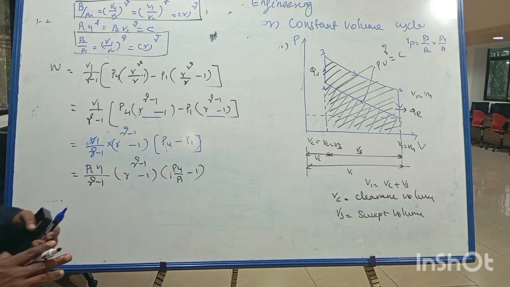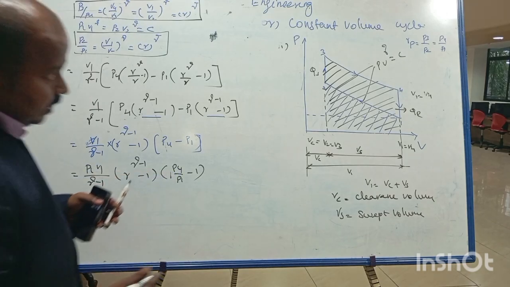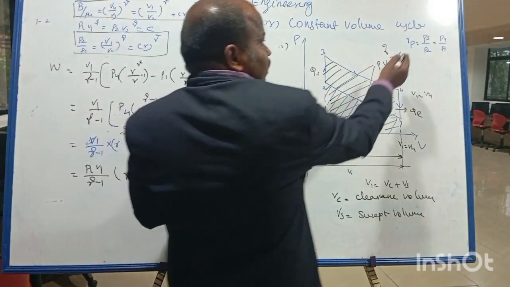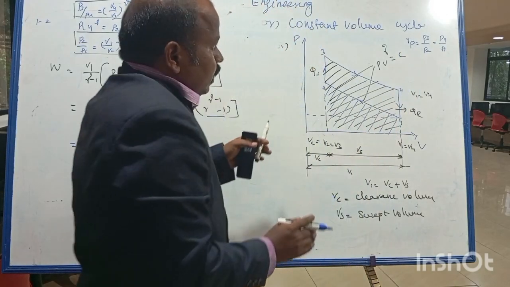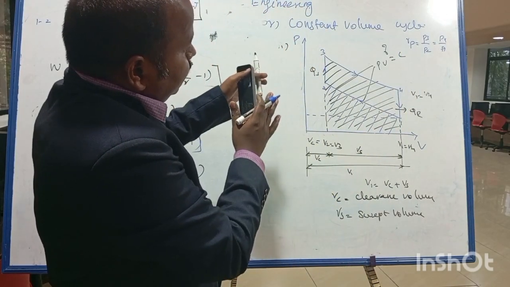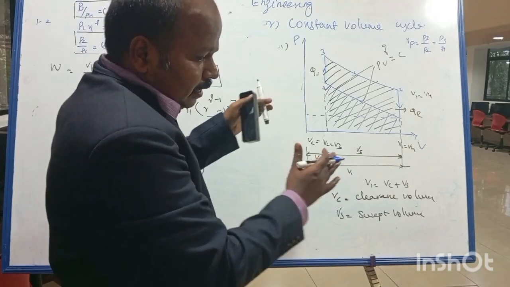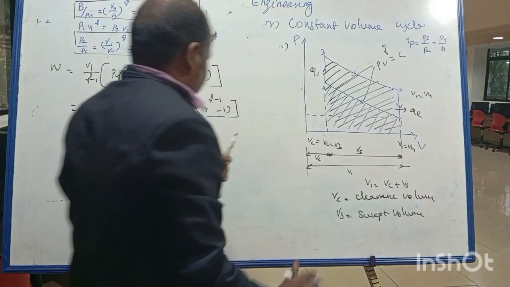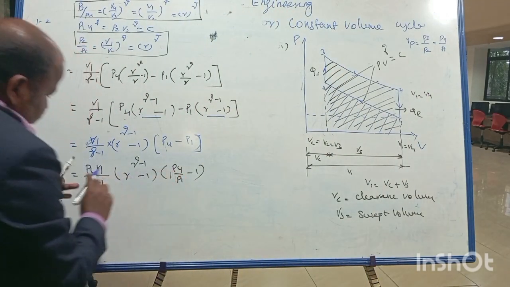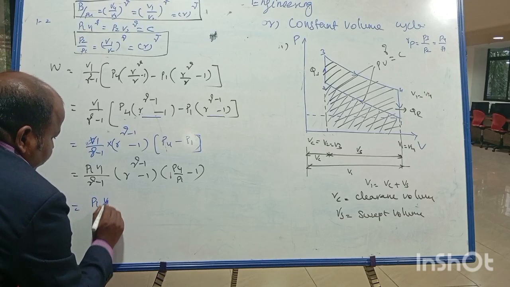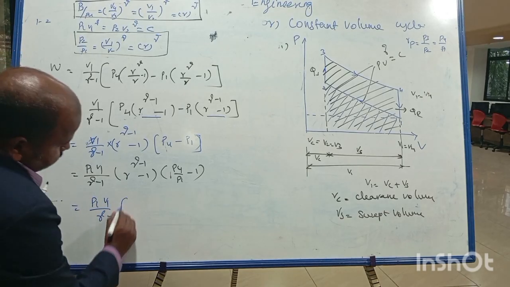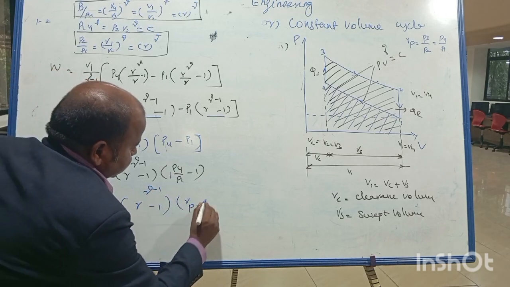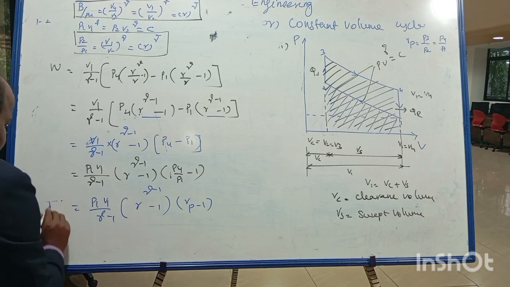What is this P4 by P1? Already I told you the pressure ratio Rp is nothing but P3 by P2. So now we can write this P3 by P2 as P4 by P1, because the expansion and compression take place at the same range. That's why I am going to take it as P4 by P1. So this term I am going to replace as Rp. V1 divided by gamma minus 1 into R power gamma minus 1 into Rp minus 1. So this is the work done.